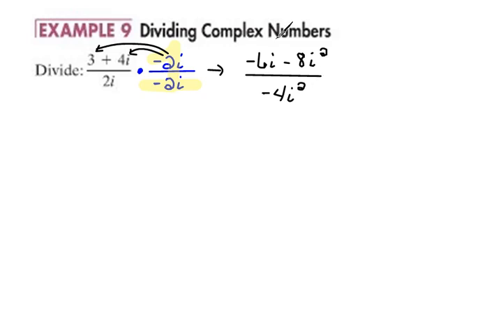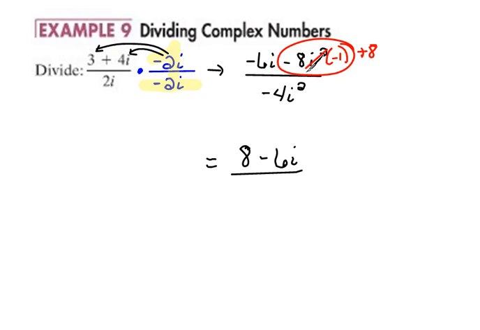Okay, now we can do some simplifying here and some cleaning up, because i squared is always a negative 1, and negative 8 times negative 1 becomes really a positive 8. So if I were to rewrite that numerator, I would write it as the real number part first, the 8, and then the minus 6i, so that it's in the perfect order.